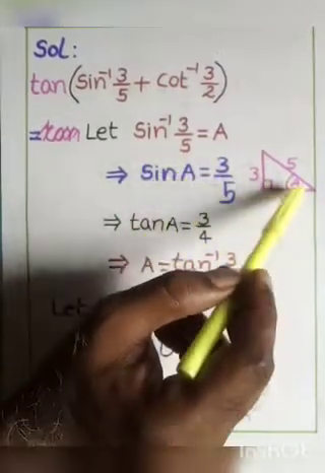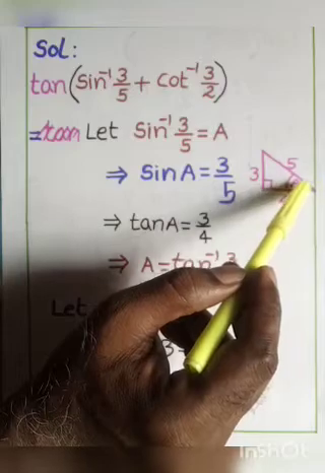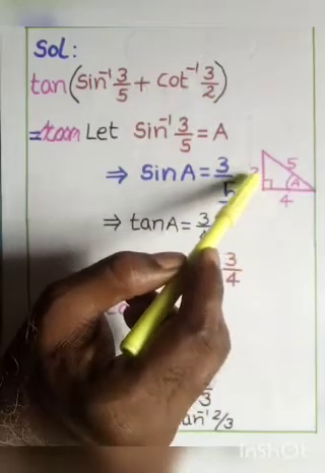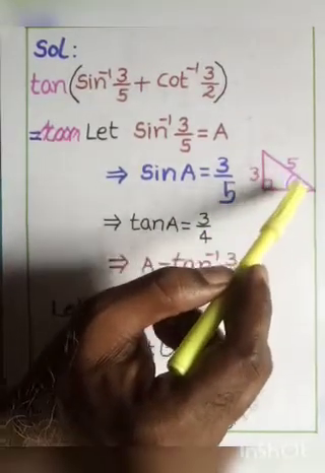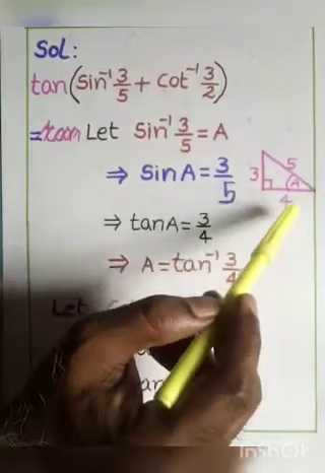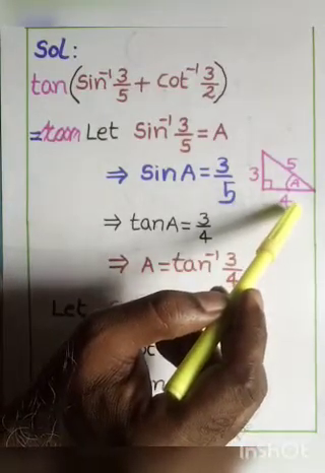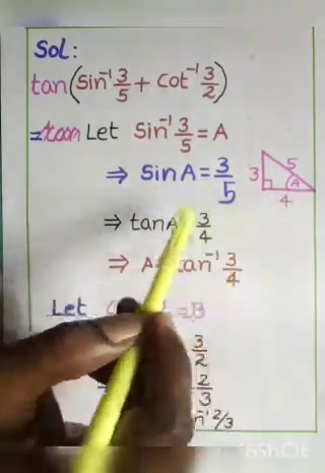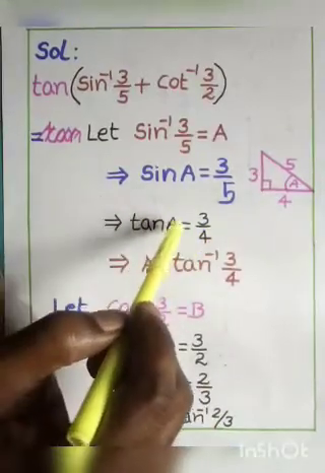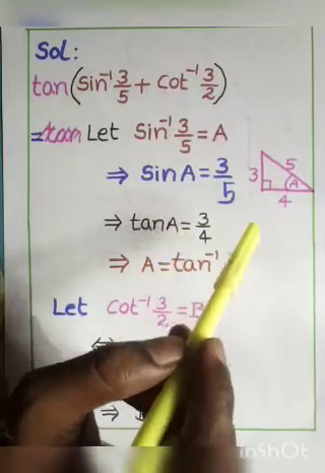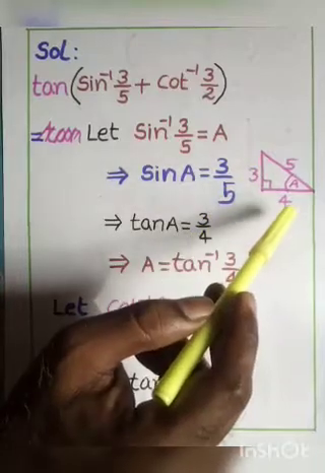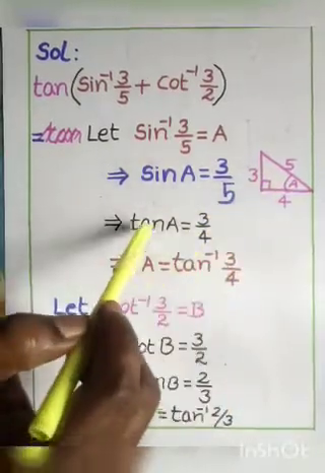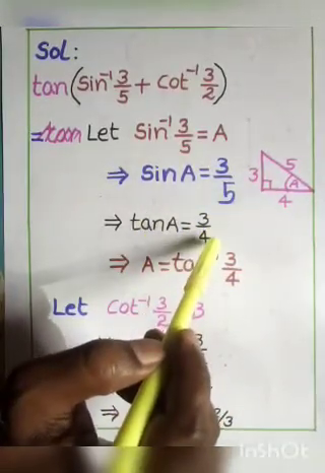Now sin A, here assume that angle A is here. Then sin A is opposite side by hypotenuse. By using the Pythagoras theorem, you get the length of the third side. Then tan A is equal to, what is tan A? Opposite side by adjacent side, so 3 by 4. So we got here the tan A value, that is 3 by 4.